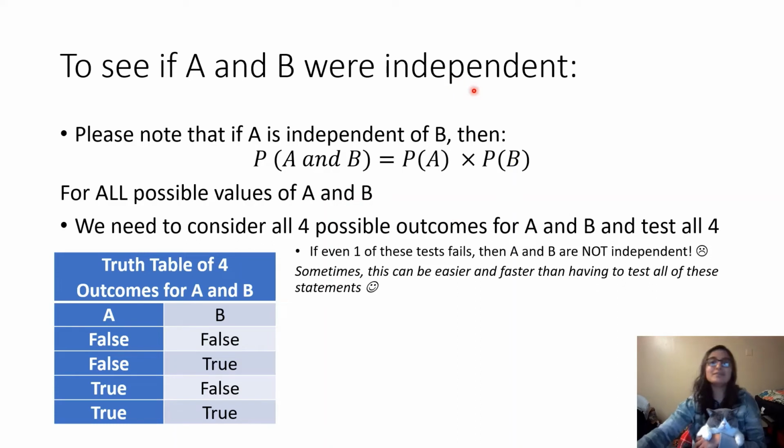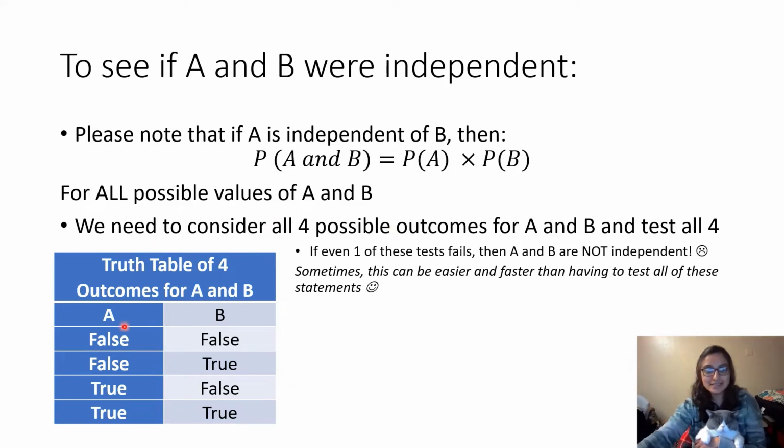So if we wanted to see if A and B were independent, then the probability of A and B is equal to the probability of A multiplied by the probability of B for all possible values of A and B. Because they're Boolean random variables and they're basically like events, A and B could be true or false.